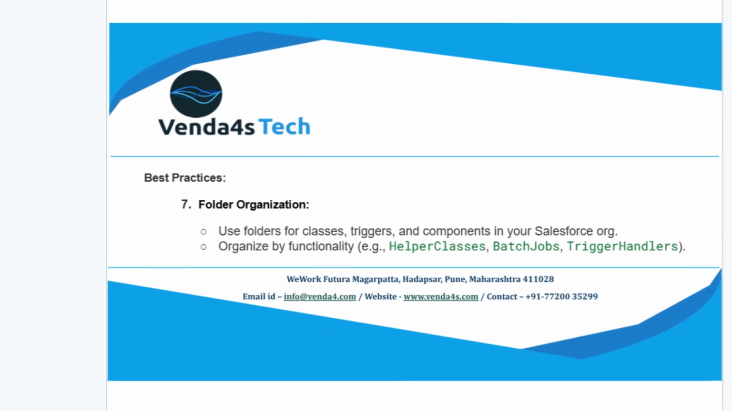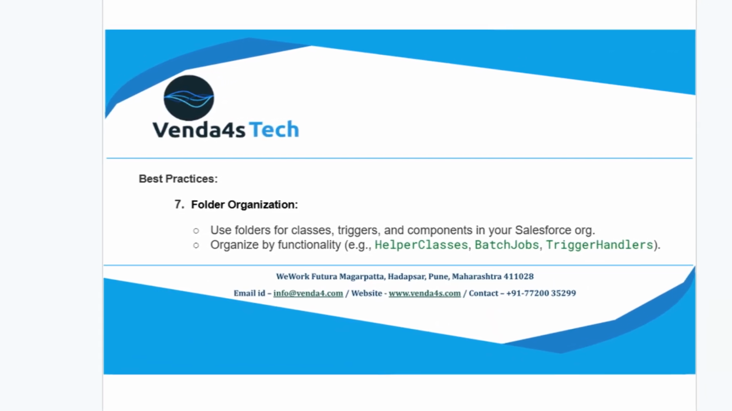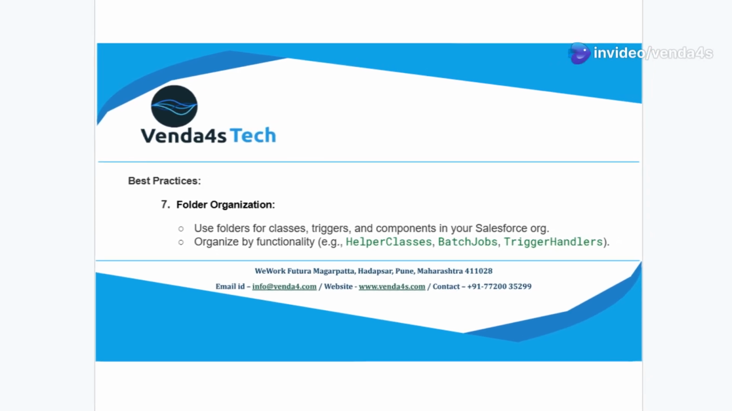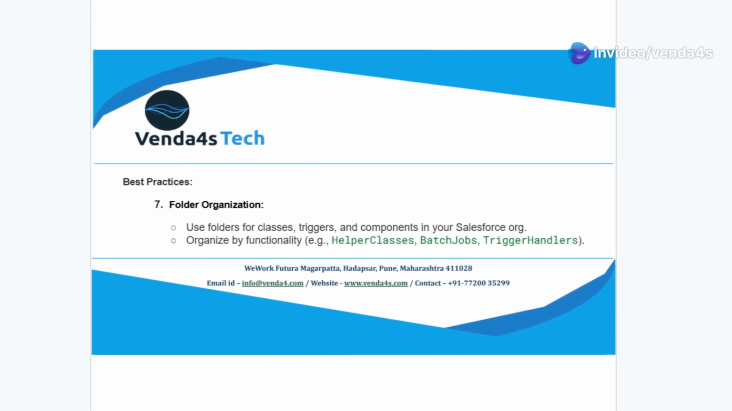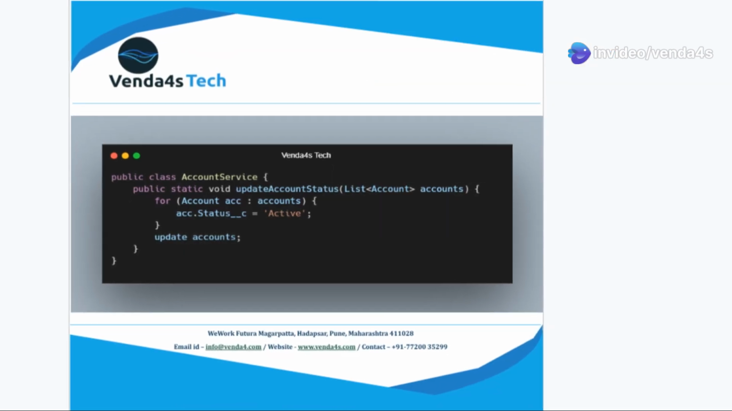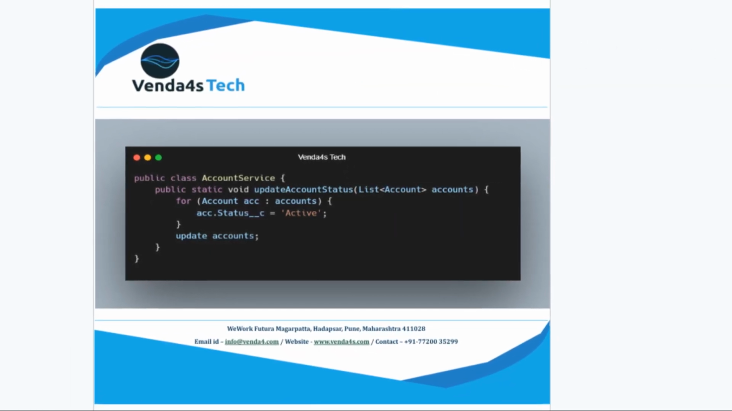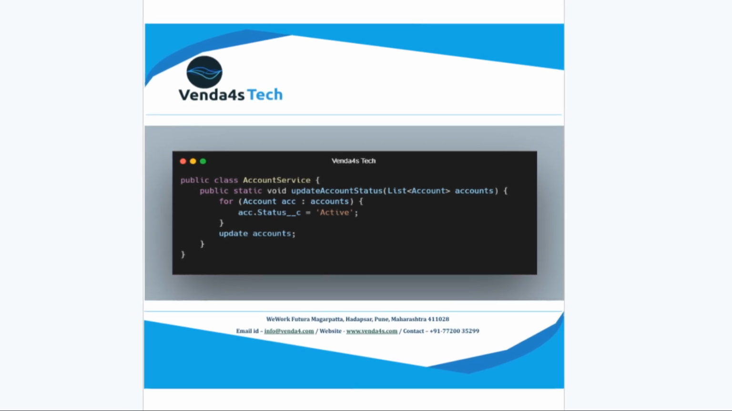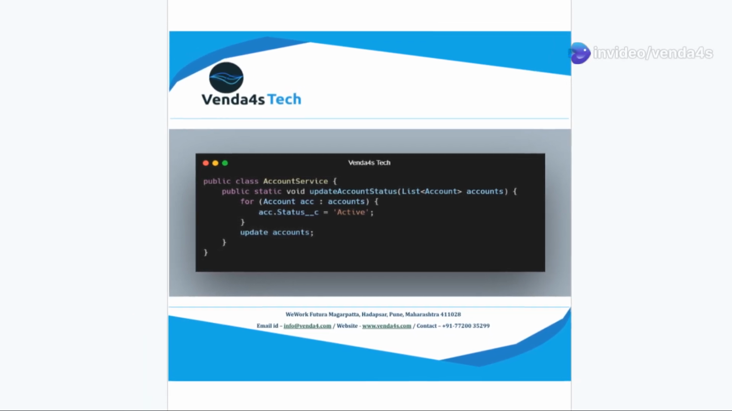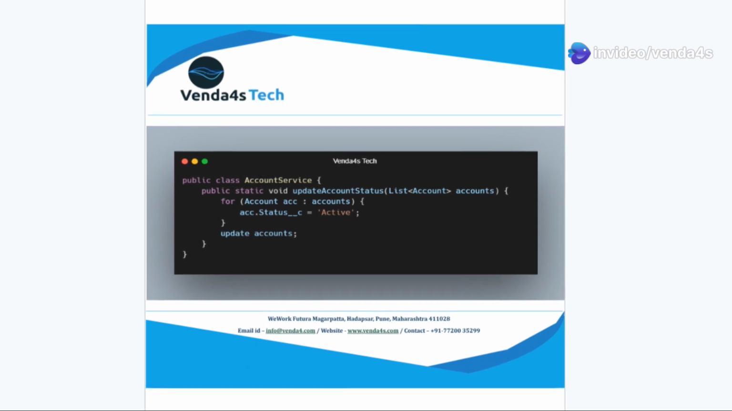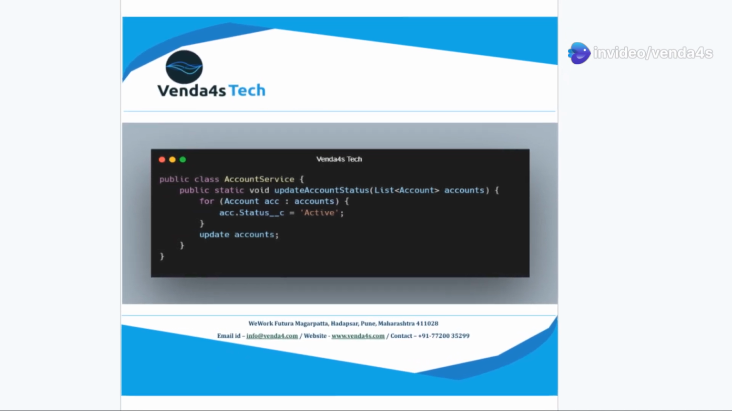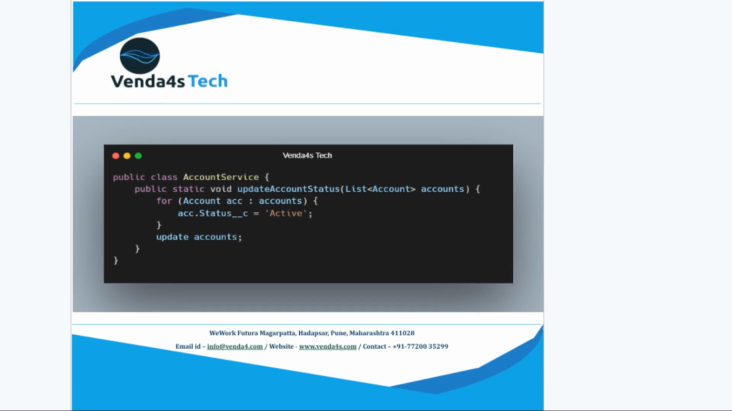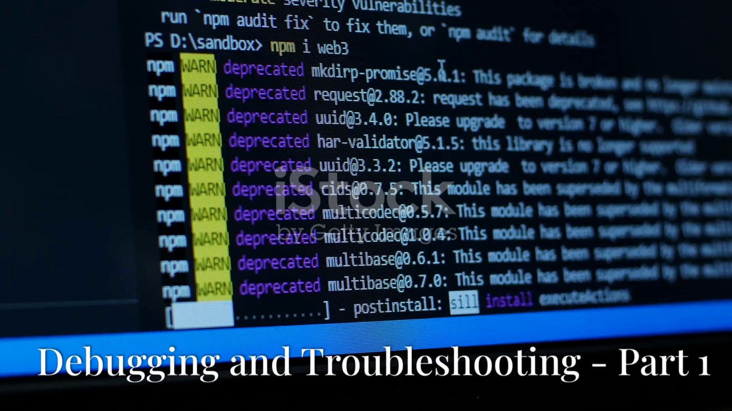Folder organization: use folders for classes, triggers, and components in your Salesforce org. Organize by functionality, such as helper classes, batch jobs, or trigger handlers. Example: this Apex class contains a static method designed to update the status of multiple records in bulk. The method takes a list of records as input, loops through each record, and sets the custom field. After modifying all the records, it performs a single DML to save the changes to the database, ensuring efficient processing of the updates.